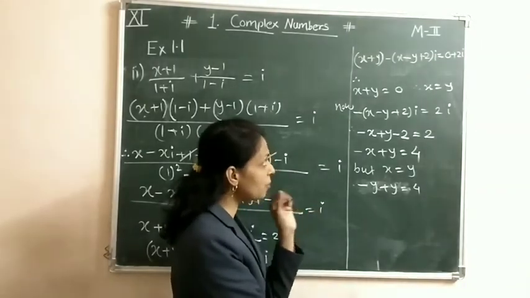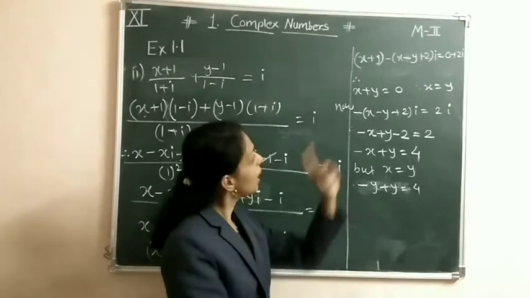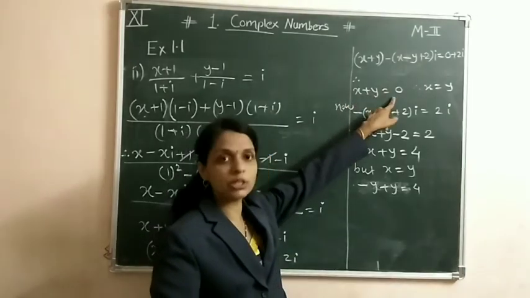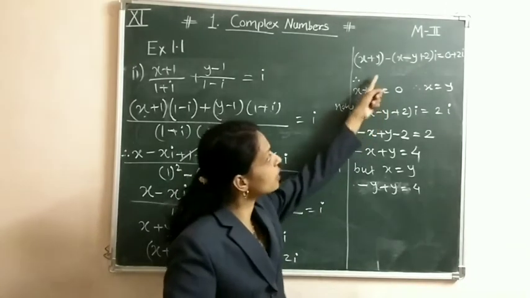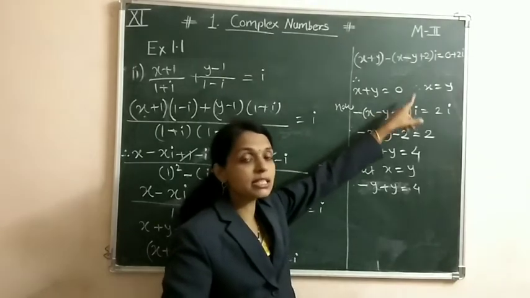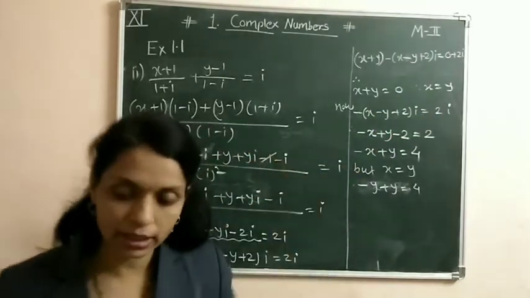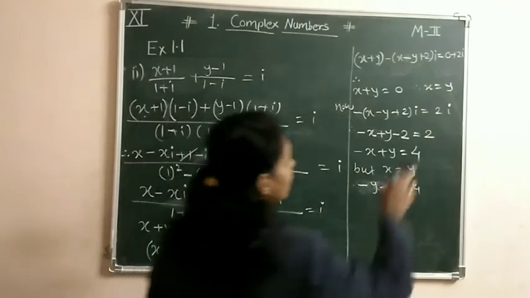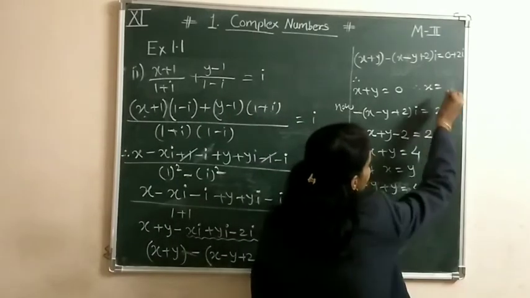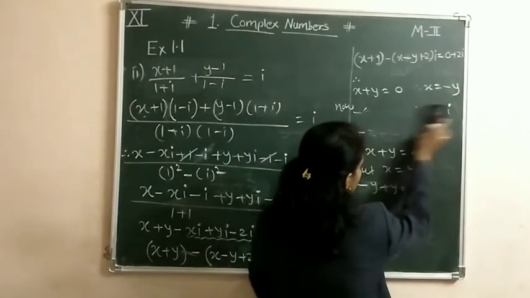Yes student, I have made one little mistake. See, x plus y is equal to 0, that way I have written. But when we shift the y to that side, x is equal to negative y. So make the correction there. So here it is not x is equal to y, it is x is equal to negative y. So we will solve it again.